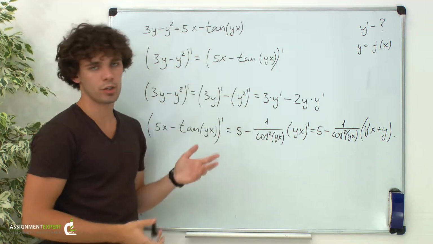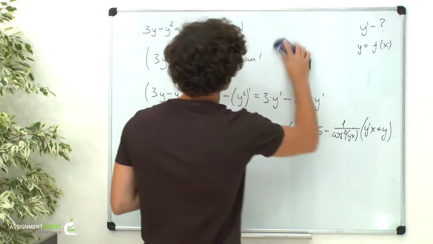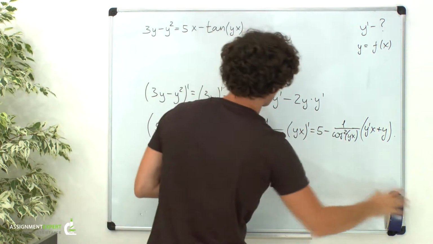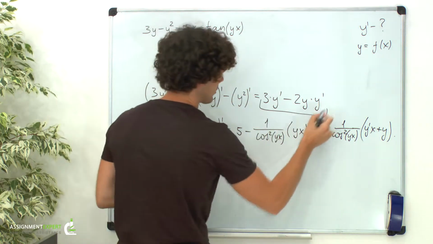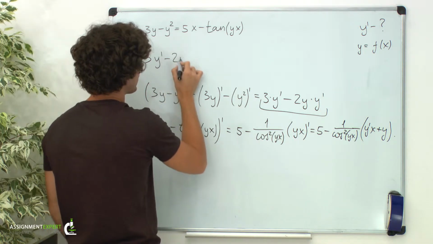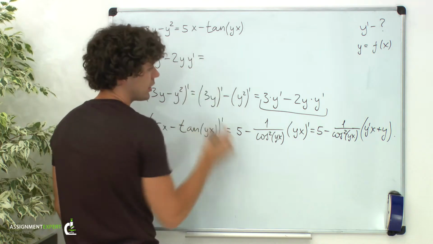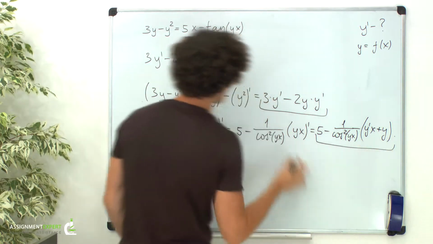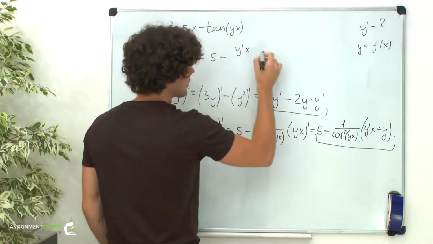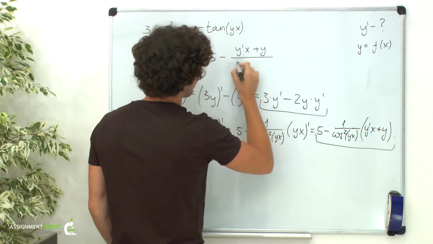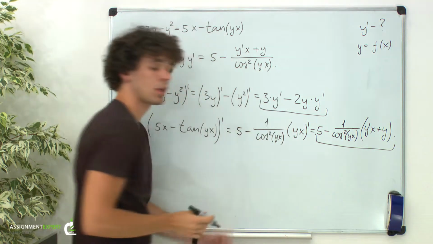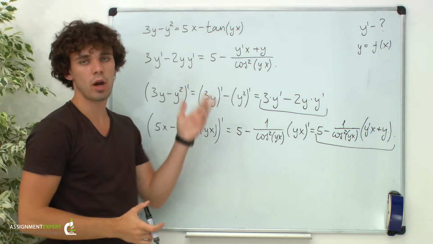Now let's rewrite our equation. On the left we have this expression, 3y prime minus 2y times y prime equals this expression: 5 minus y prime times x plus y over cosine squared of y times x. All we have to do now is to solve this for y prime.